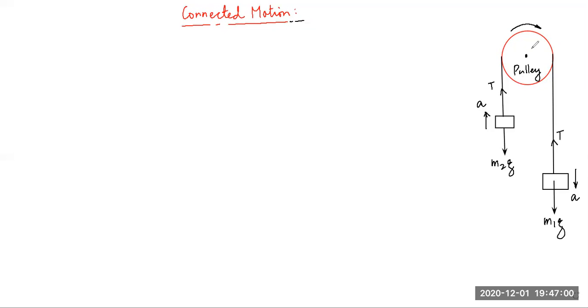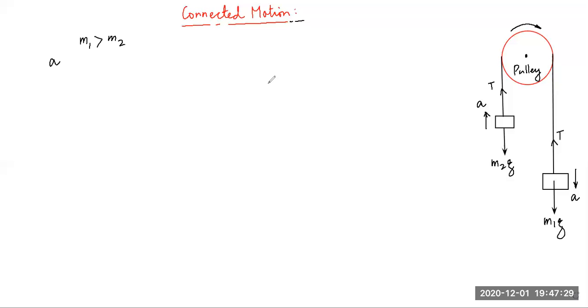T is a tension, the pulley is moving in clockwise direction. Now, students, let's assume that m1 is greater than m2. Now you see the heavy m1 will move downwards, then the lighter body m2 will move upwards, right? Now let a be the common acceleration of the system of two bodies. Obviously their acceleration will be same.